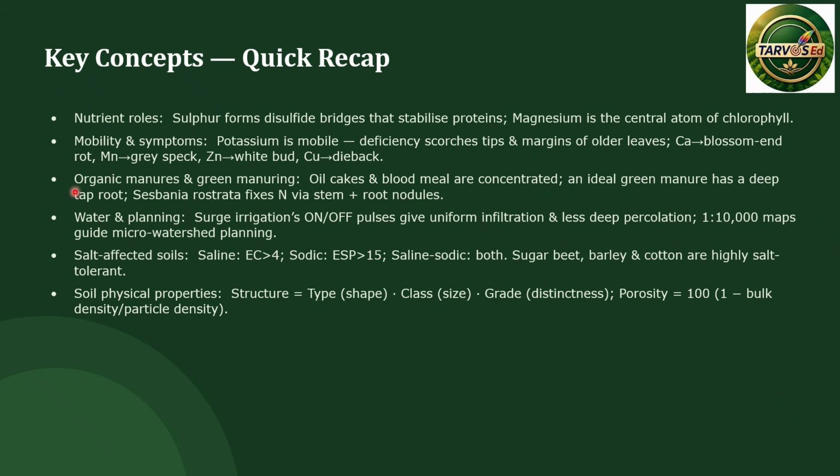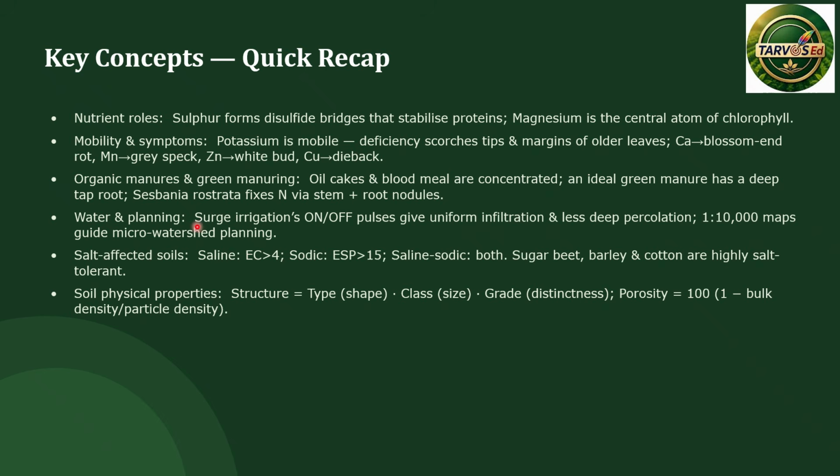And coming to organic manures and green manuring, oil cake and blood meal are concentrated ones. Sorry, they have higher nutrient concentration in low unit mass. And an ideal green manure has a deep taproot system, low water requirement, preferably to be a legume, and it should have non-fibrous tissue so that the decomposition will be easier. And Sesbania rostrata is a stem and root nodulating green manure crop due to the association of Azorhizobium caulinodans.